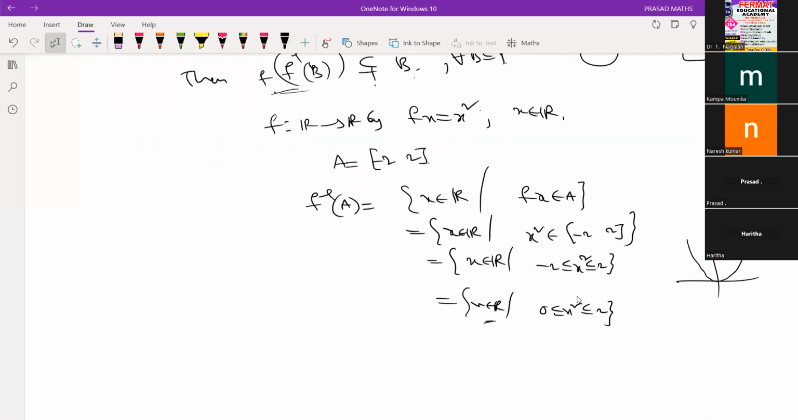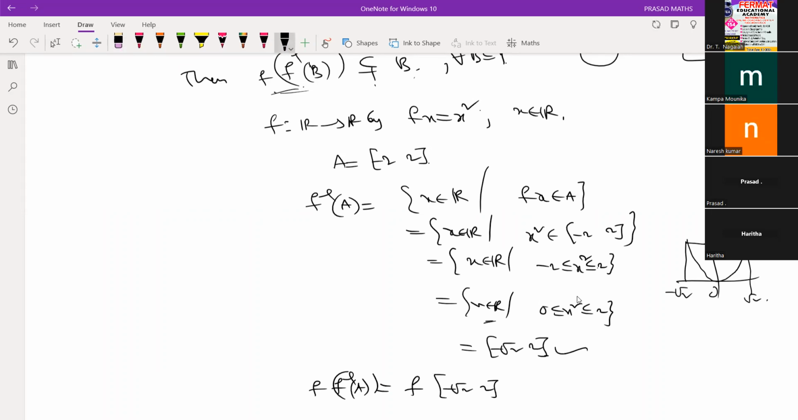So this is my graph actually. This is 0 to 2. You are looking for the preimages: -√2 to +√2. This is the inverse image of A. But what I'm interested in is the image of the inverse image of A. What is this? Anybody? This is nothing but f of the inverse image, f of -√2 to √2.